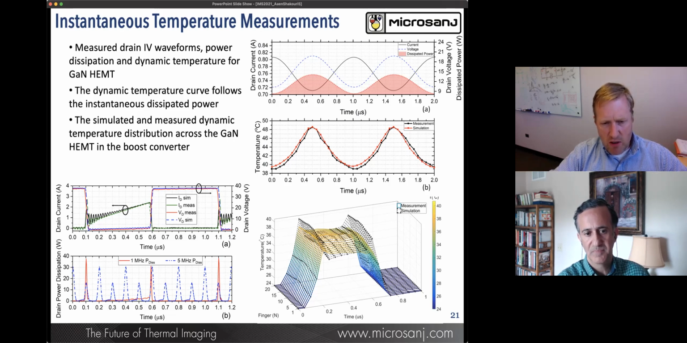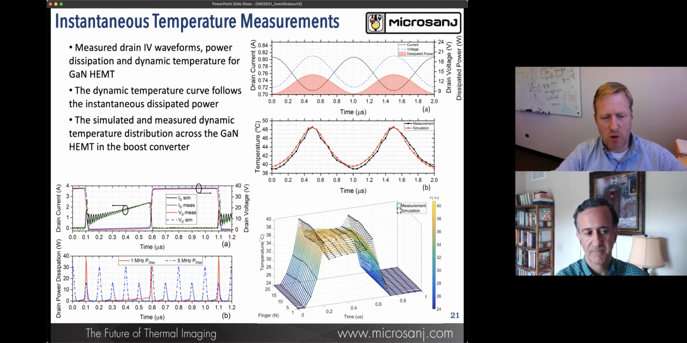You'll see the simulations in the dashed black lines in the bottom right-hand corner versus the measurements that are shown in the colored lines of the temperature or the dynamic IV overlap at the drain. So that's creating the dissipated power for each one of the individual fingers in the transistor. And now we can detect and see how that temperature changes as the device switches on and off. So we're peering into the device and seeing how the temperature operates.